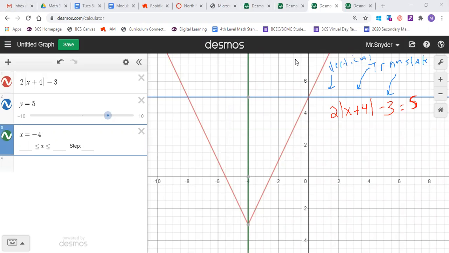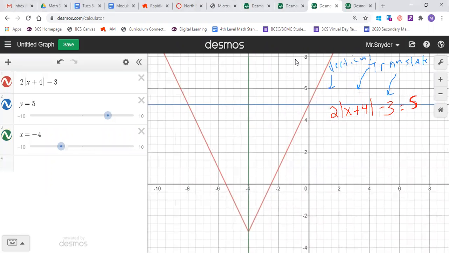We have the 2 parentheses x plus 4 minus 3. And then on the left-hand side, we've got that decreasing slope, so that -2 parentheses x plus 4 minus 3. And what we're looking for is where it's equal to 5 again. So I'm going to go ahead and just take those, and we set them equal to 5.